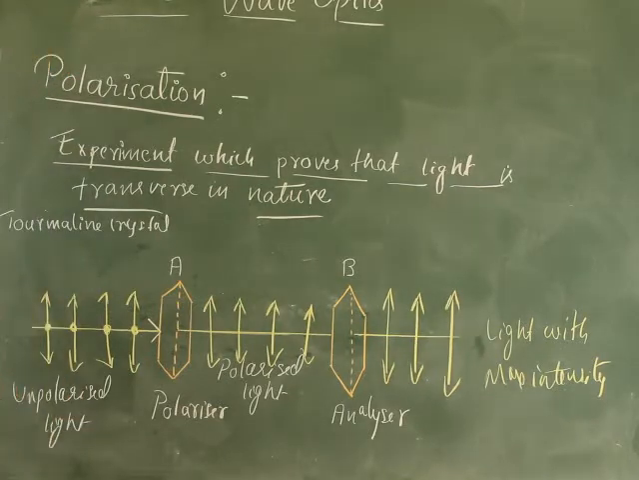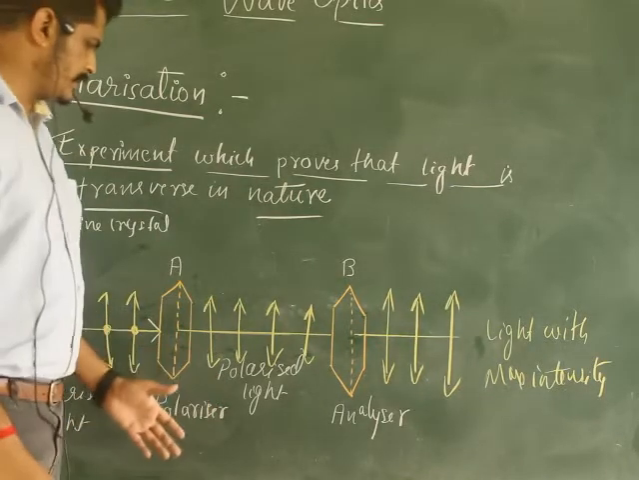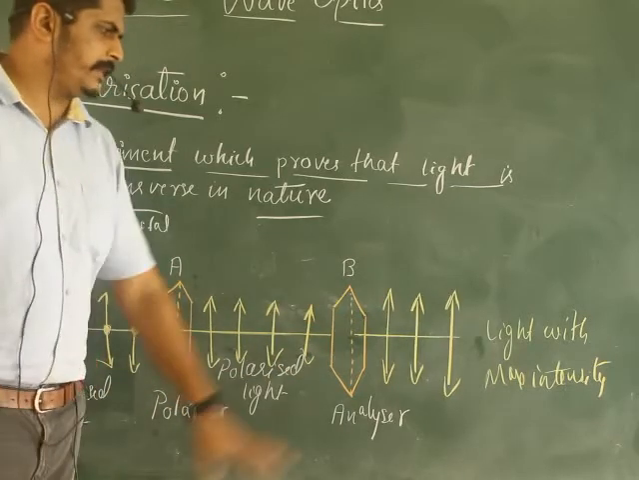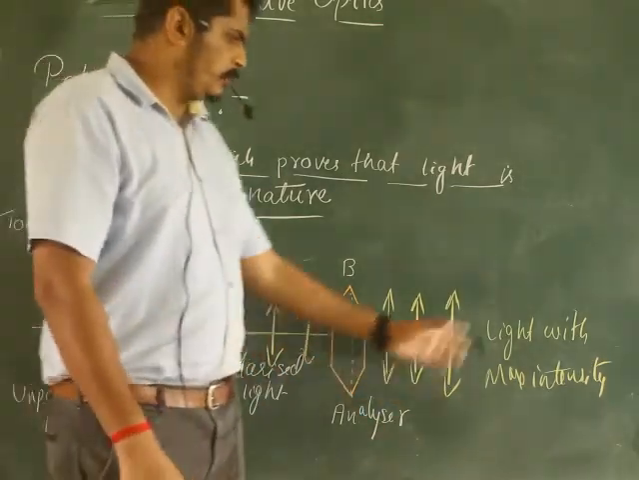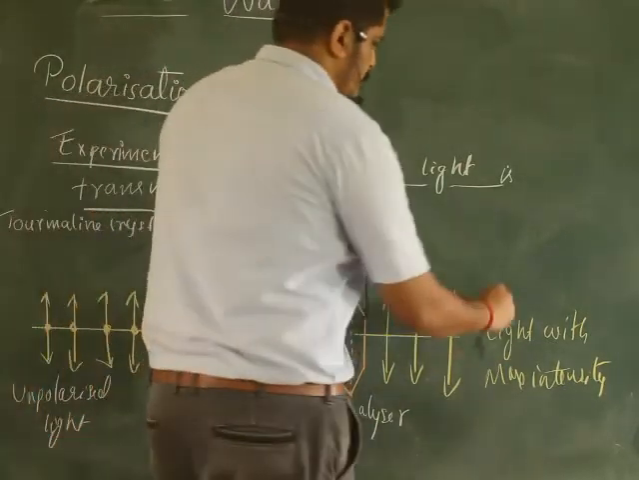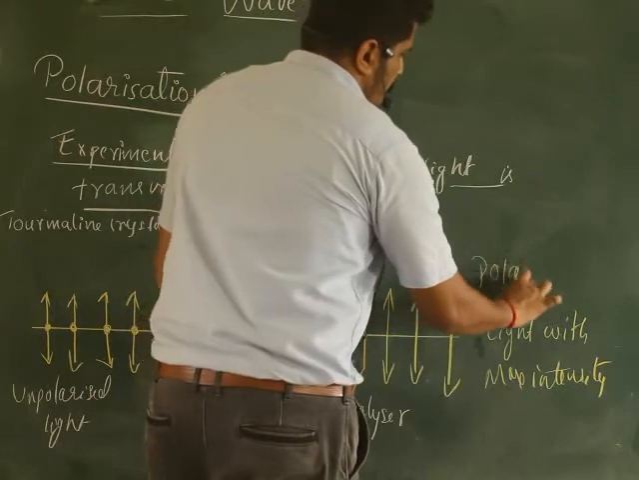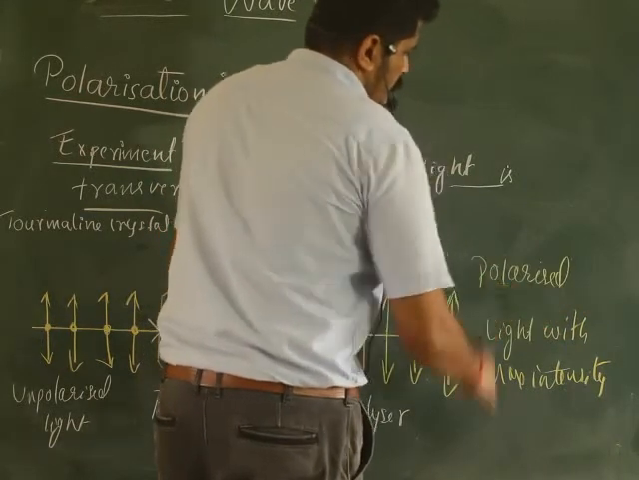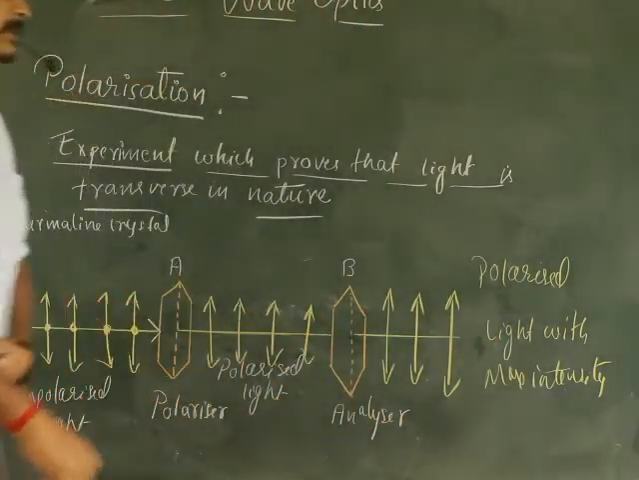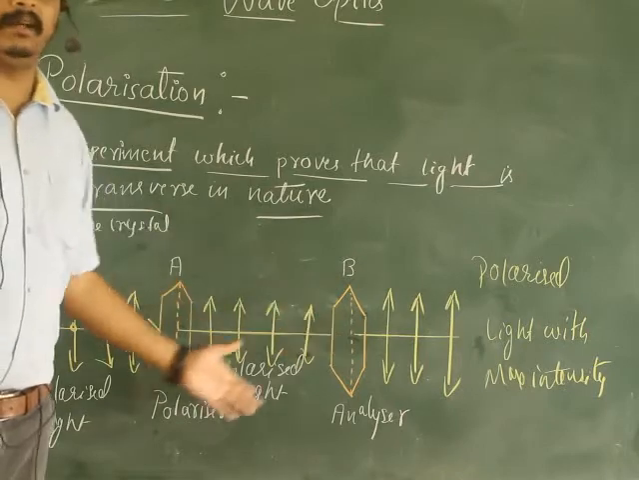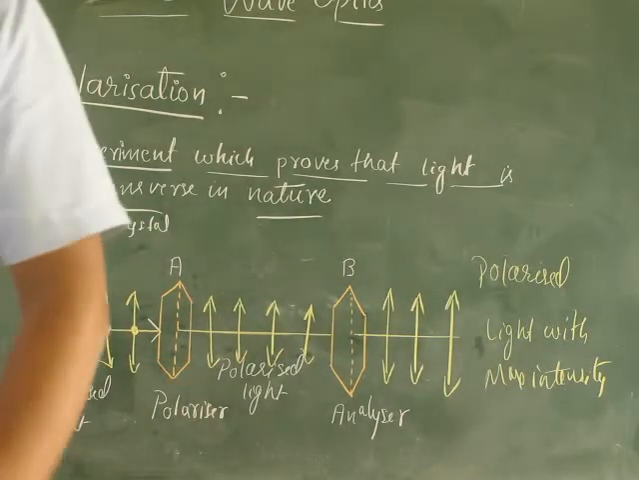So easily we can say that the polarized light which comes after the polarizer will enter the analyzer easily and come out. And again what you get is polarized light with maximum intensity. Okay, like that you can write. Already polarized, right? Polarized light with maximum intensity or more intensity. Correct? Diagram.